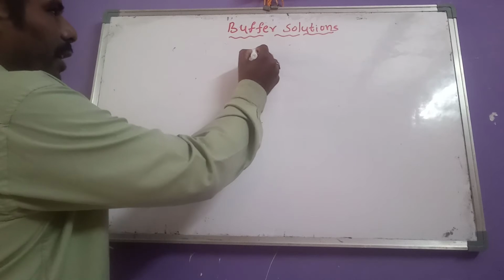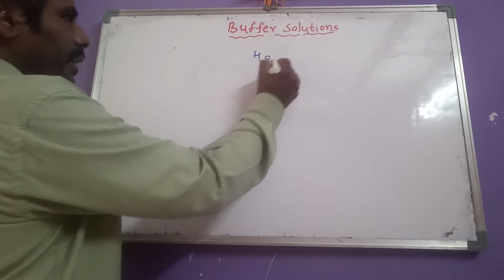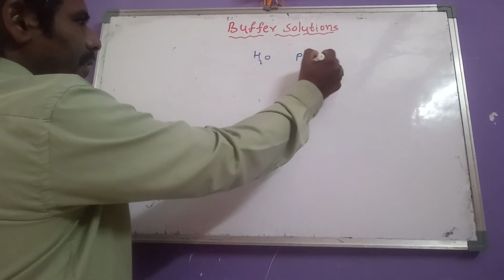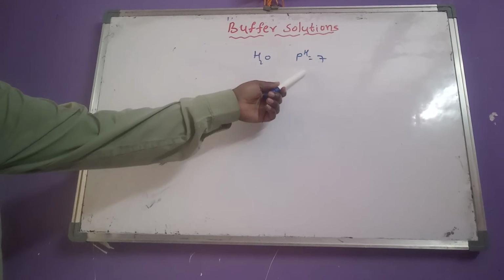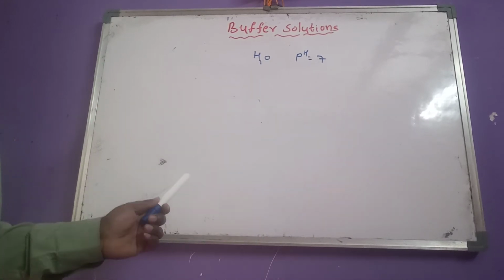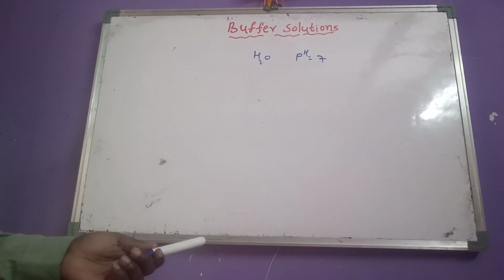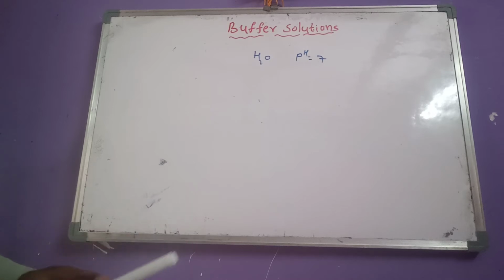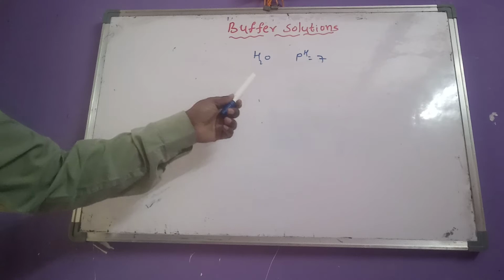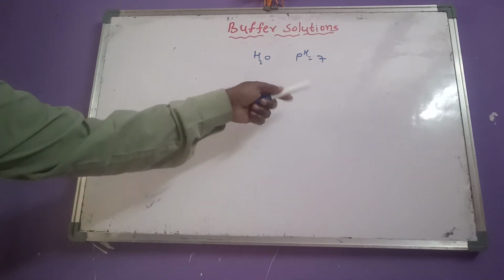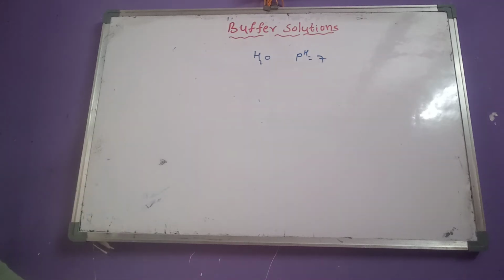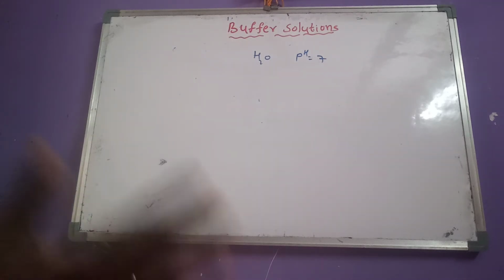For example, if you consider water, its pH value is 7. But if a little amount of an acid is added, what happens? Its pH value drops from 7. That means it may become 6 or 5 like that. Otherwise, if we add a little amount of base to the water, then what happens here? Its pH value increases from 7. That might become 8, 9 like that.